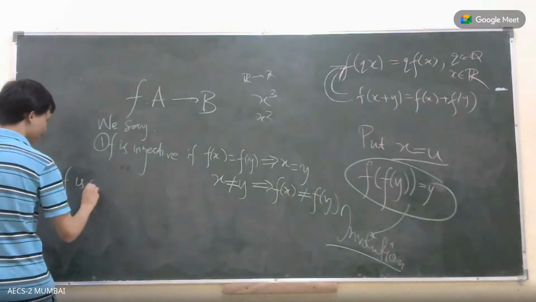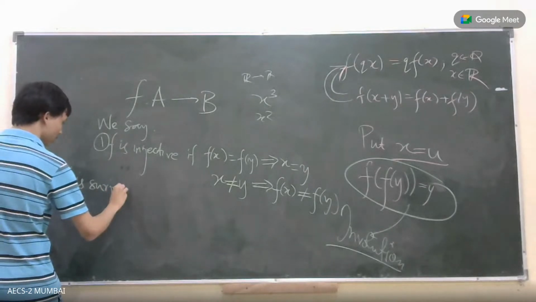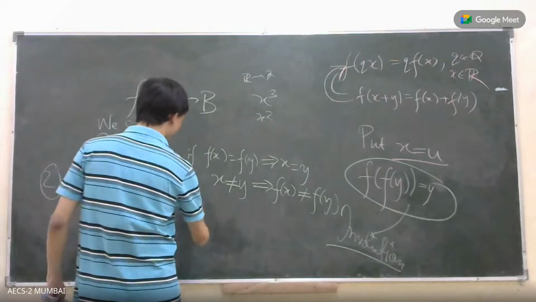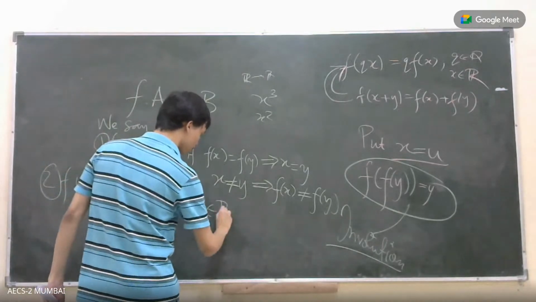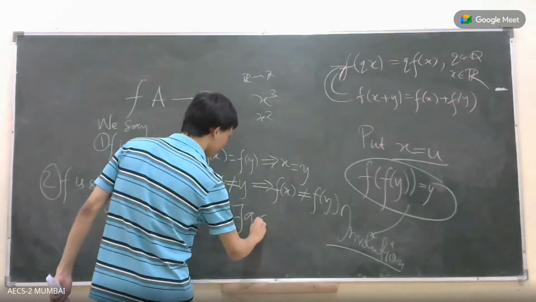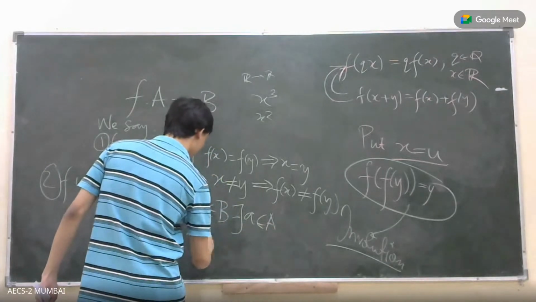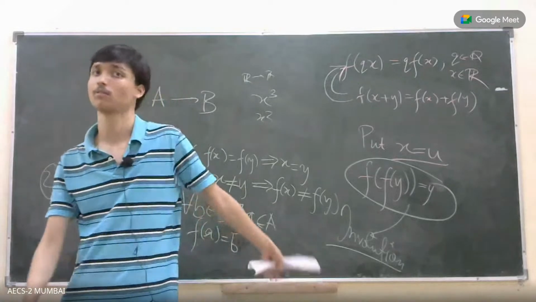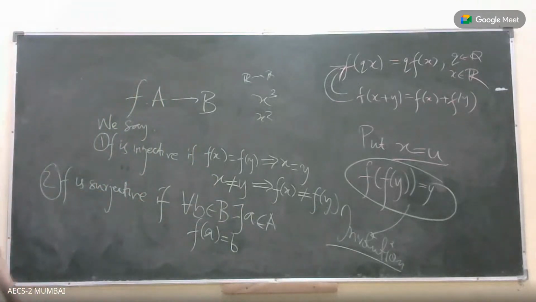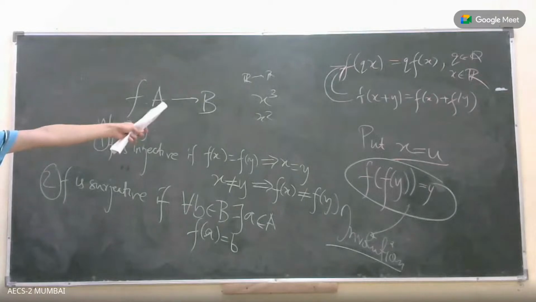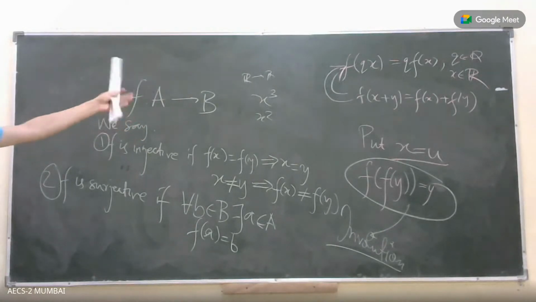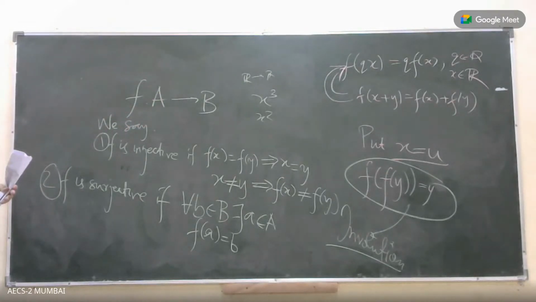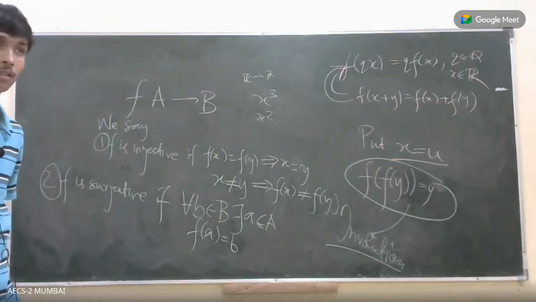f is surjective if for all b in B, there exists a in A such that f(a) equals b. What does this mean? Basically, for every element in the codomain, there is an element in the domain which gets mapped to that number.